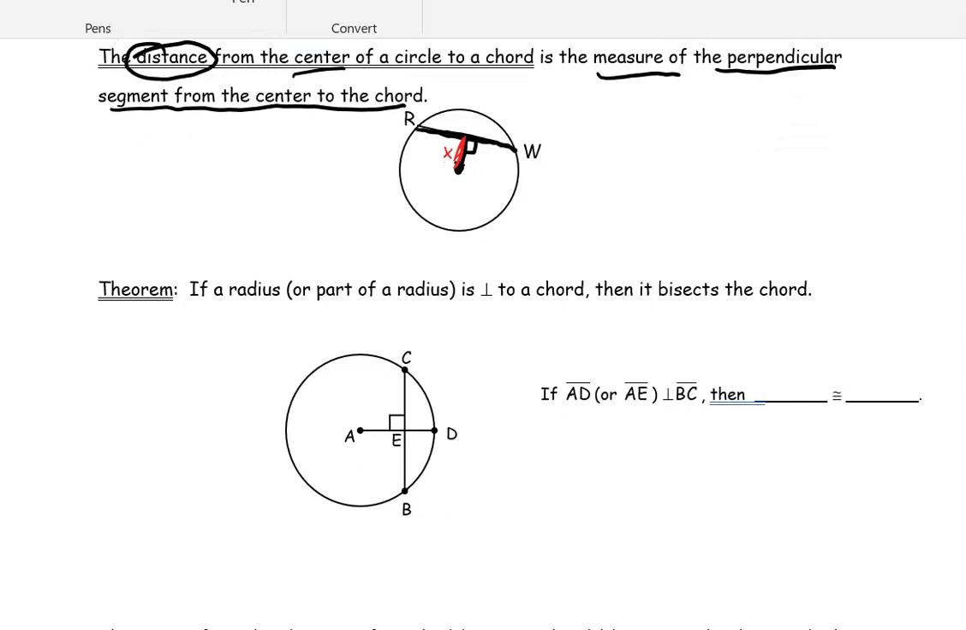Second one, if a radius or part of a radius, so if we look at this one, here's A, here's D, that's our radius, is perpendicular to a chord. So here is our chord. And then it is clearly perpendicular because you are given this here, which tells us that we have a 90-degree angle, so they're perpendicular to each other. Then it would bisect the chord. So CB basically gets cut in half by the radius. Okay, so what that would mean is segment CE would have to have the same length, so be congruent to segment EB. So this here and this here have to be congruent to each other. Okay, so it cuts it in half.